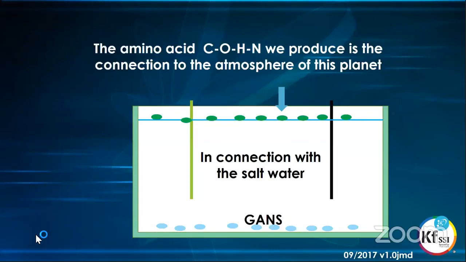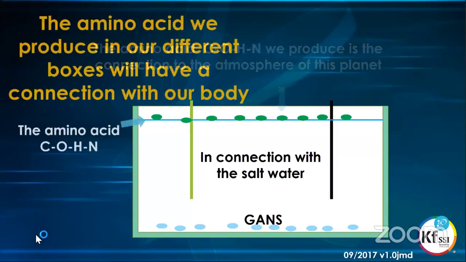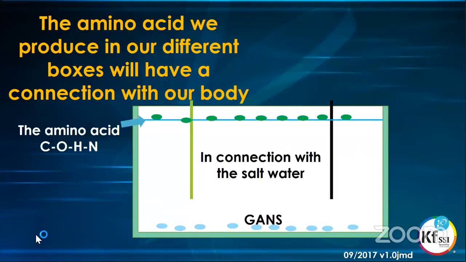So the amino acid that forms on our boxes on the water is the connection to the atmosphere of this planet. It gives you your carbons, oxygens, hydrogens, and nitrogens. And it's in connection with the salt water, and we then have the GANs. So the amino acid we produce in our different boxes will have a connection with our body. Depending on what condition, which GANs we're making, it's going to have certain connections with our body, certain applications. And a lot of this comes down to health applications as to when and where we will use these amino acids.